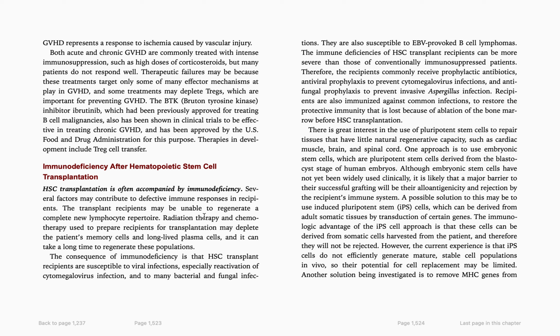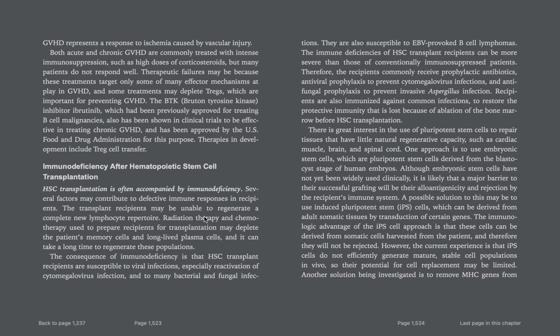There is great interest in the use of pluripotent stem cells to repair tissues that have little natural regenerative capacity, such as cardiac muscle, brain, and spinal cord. One approach is to use embryonic stem cells, which are pluripotent stem cells derived from the blastocyst stage of the human embryo. Although embryonic stem cells have not yet been widely used clinically, it's likely that a major barrier to their successful grafting will be their alloantigenicity and rejection by the recipient's immune system.